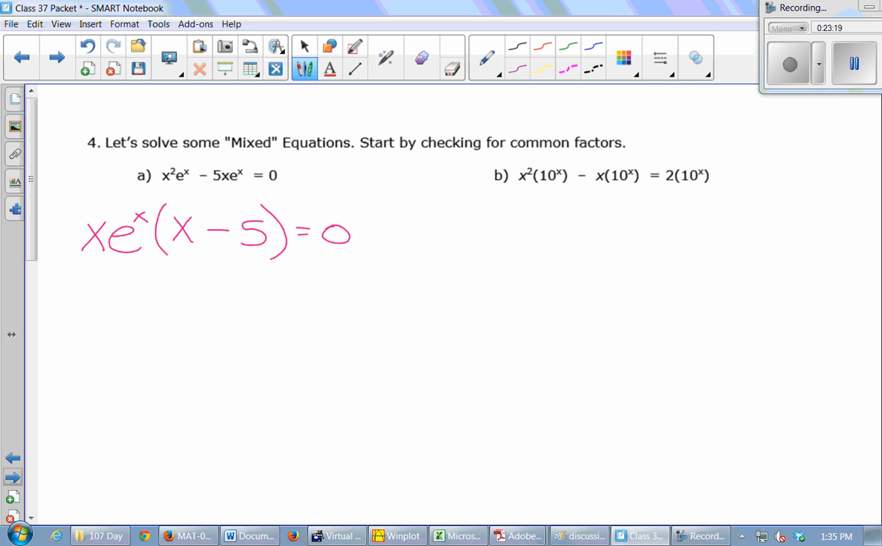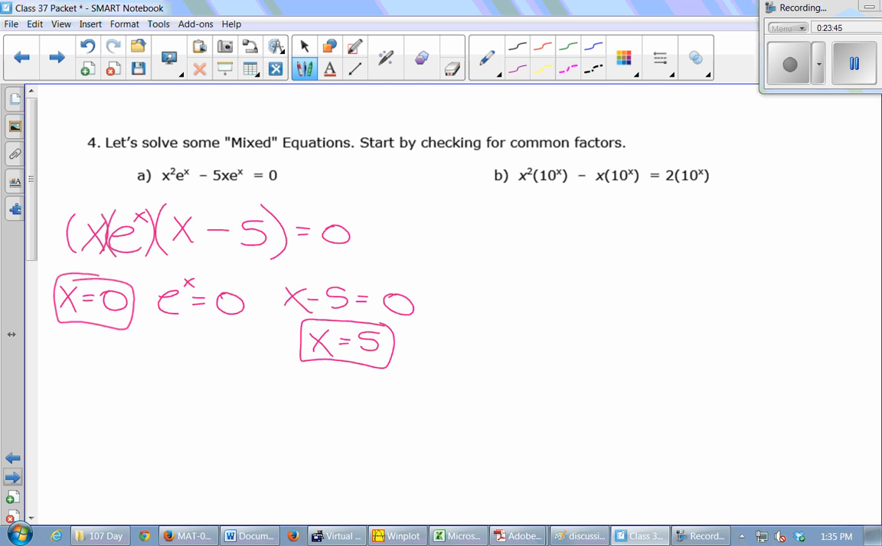All right, so now I have three things being multiplied together, and the answer is 0. When you multiply a bunch of stuff together and the answer is 0, it means one of them has to be 0. So we set each factor to 0 and solve it. x equals 0, that's an easy one to solve. Over here we get x equals 5. And e to the x equals 0.